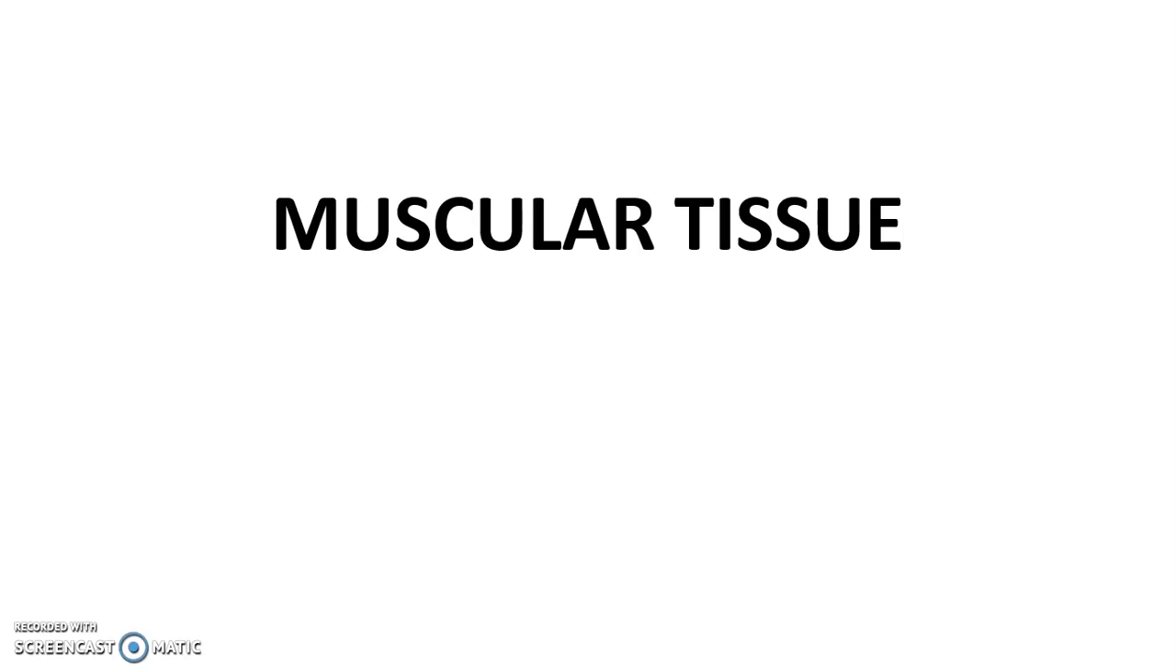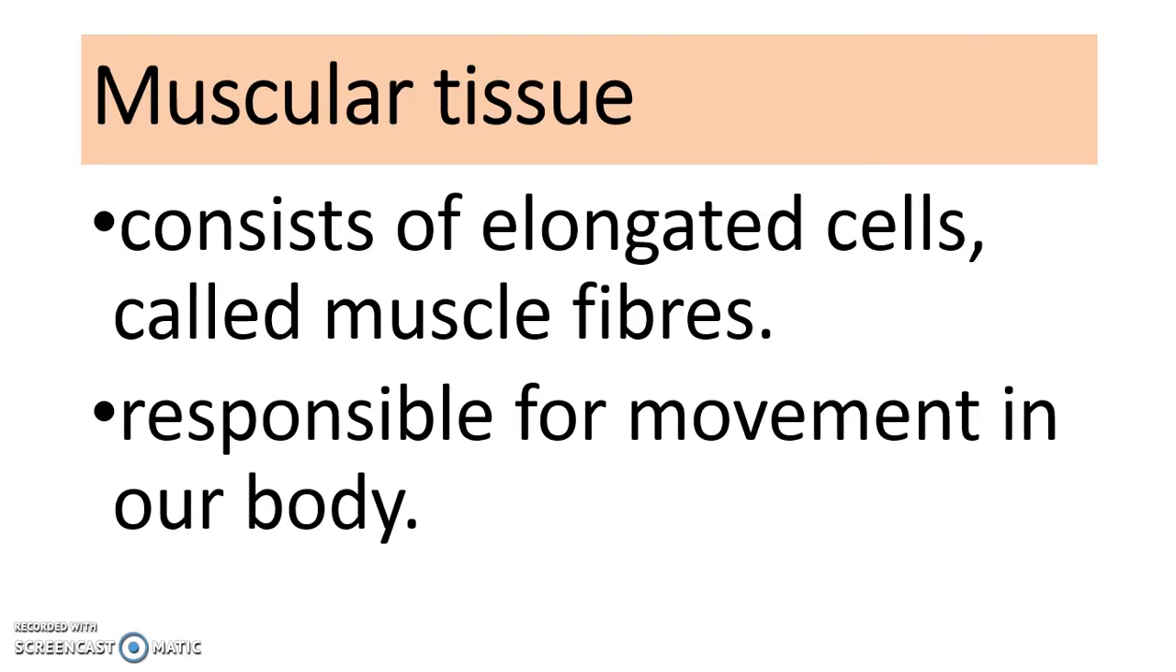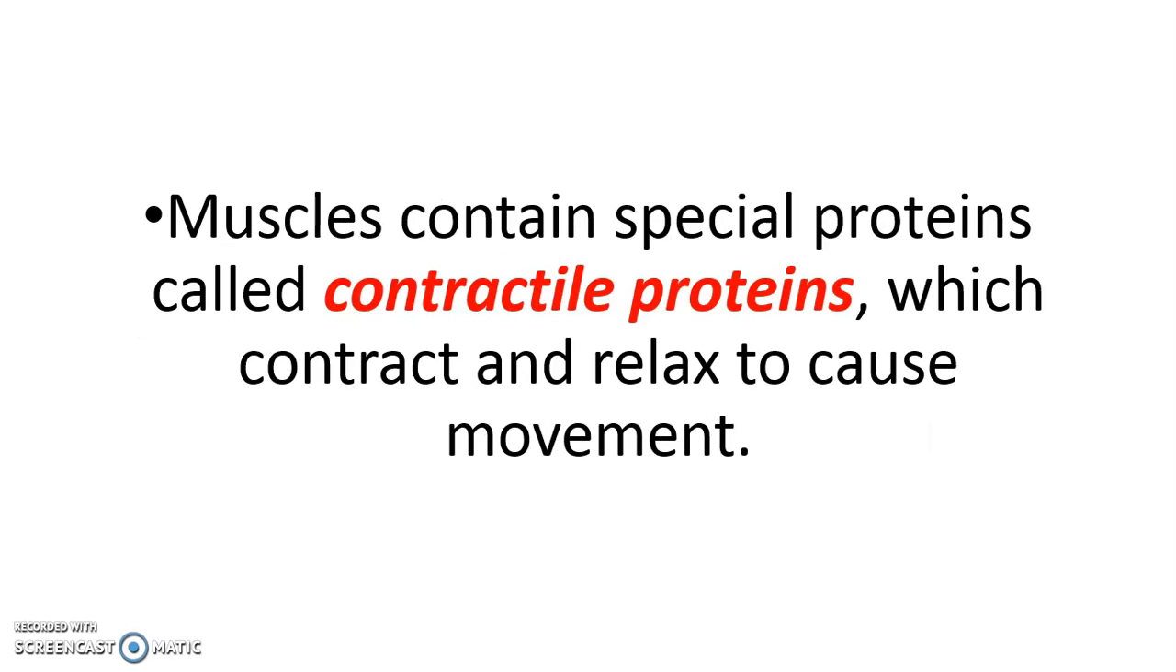Next we have got muscular tissue. Let's see muscular tissue. This consists of elongated cells called muscle fibers. These are responsible for movement in our body. Muscles contain a special protein called contractile protein, which contracts and relaxes to cause movement.